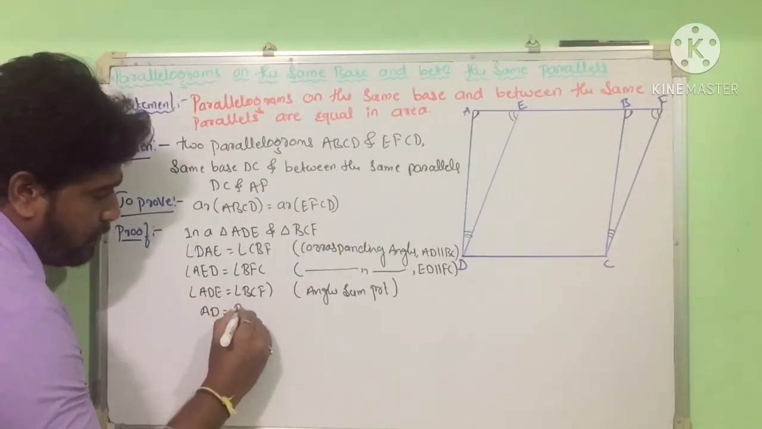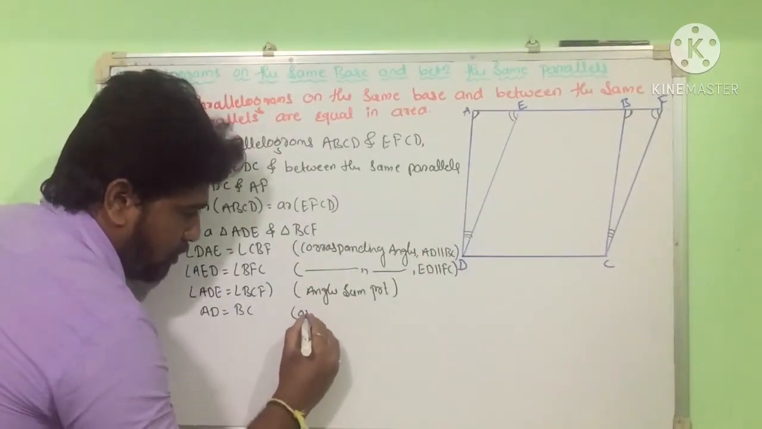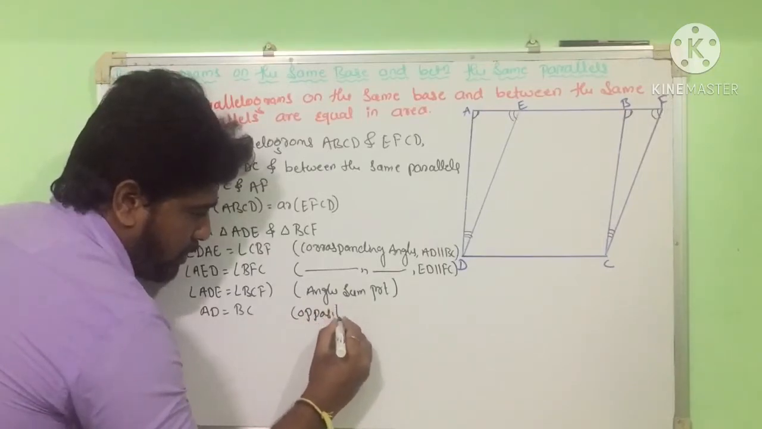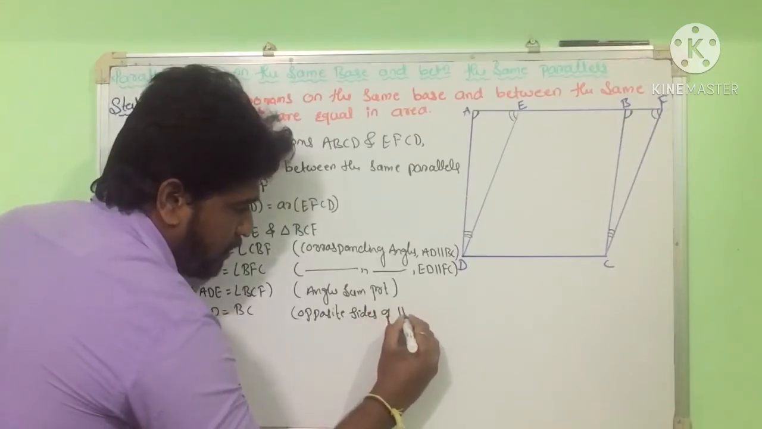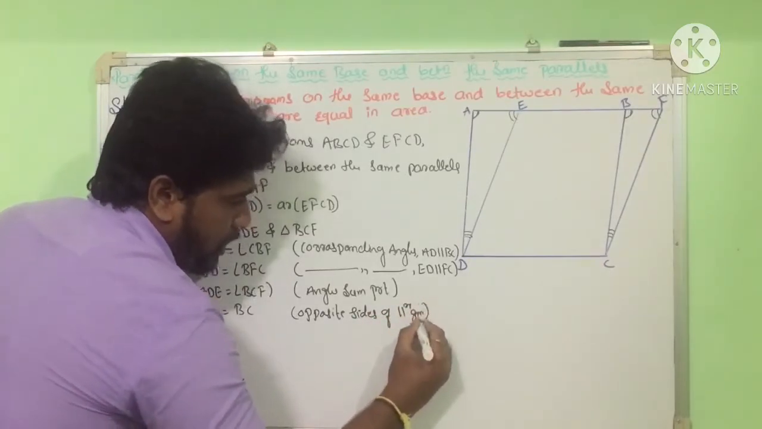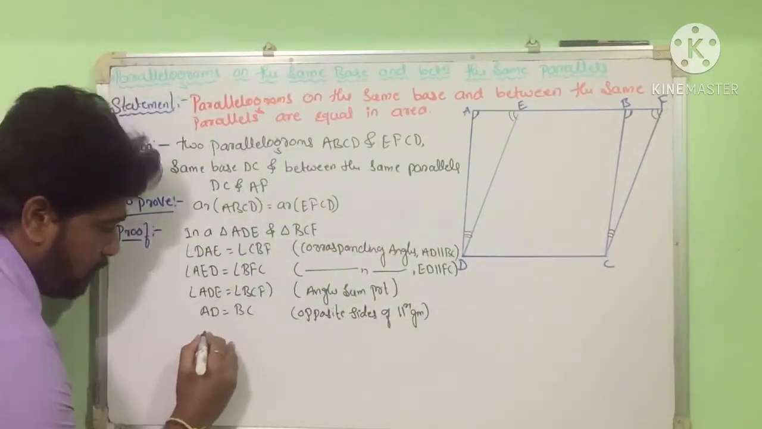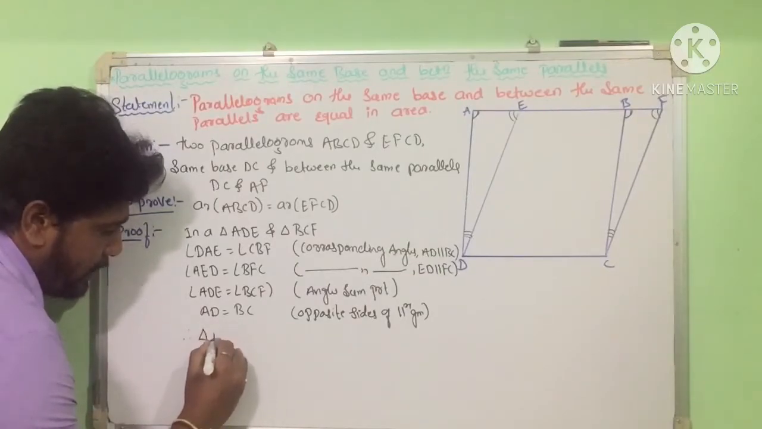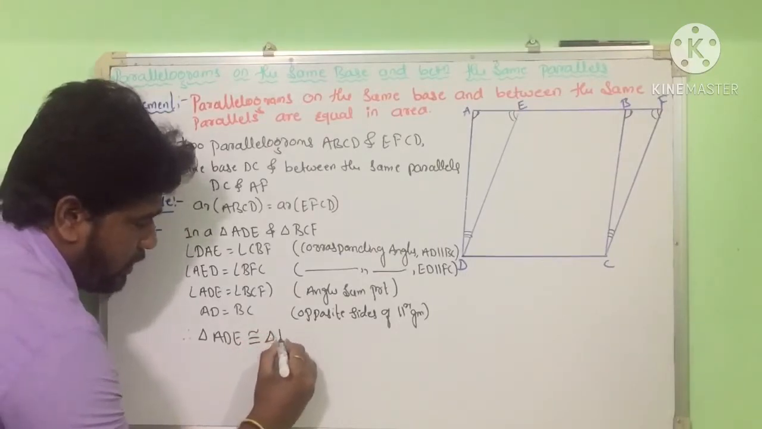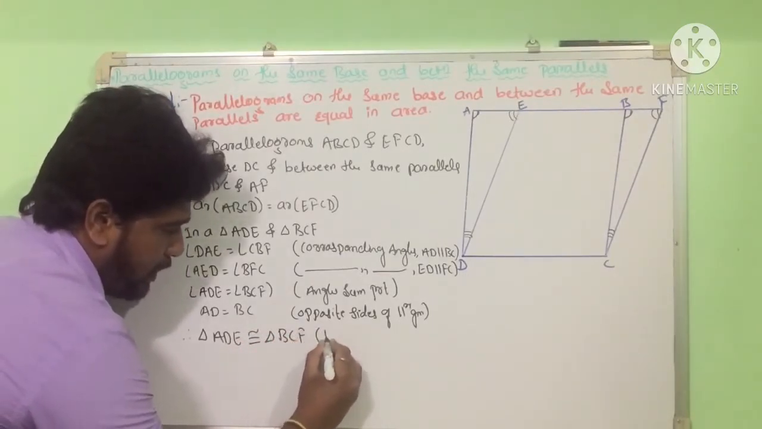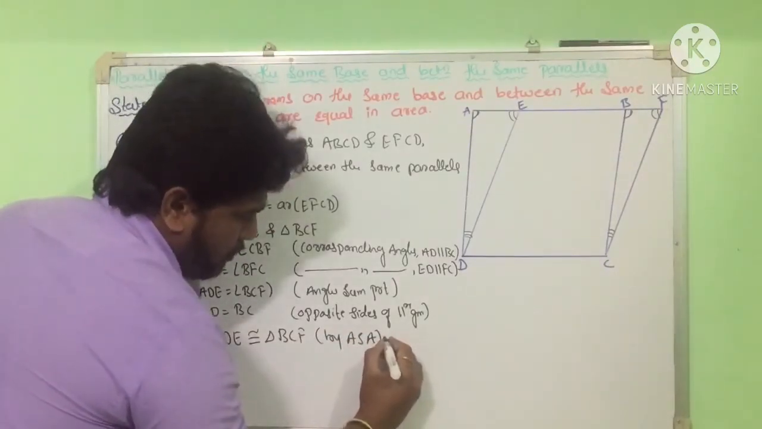And here AD is equal to BC, because opposite sides of a parallelogram are equal, right? So now these two triangles are congruent to each other. So write down: therefore, triangle ADE is congruent to triangle BCF by ASA rule.